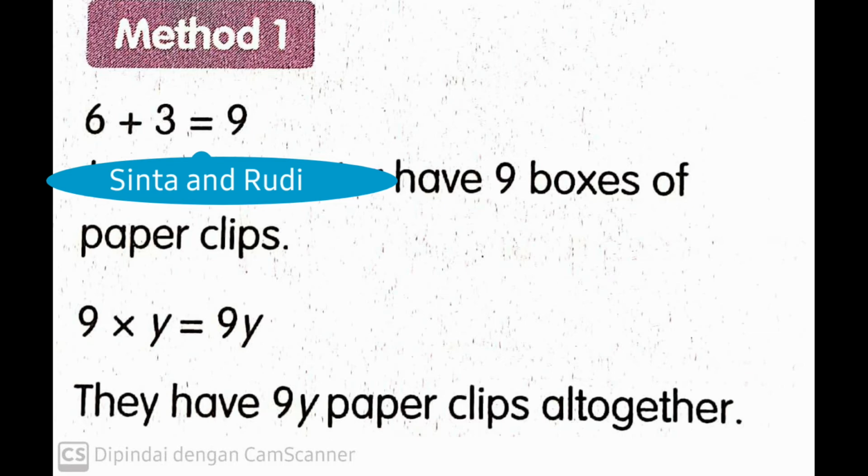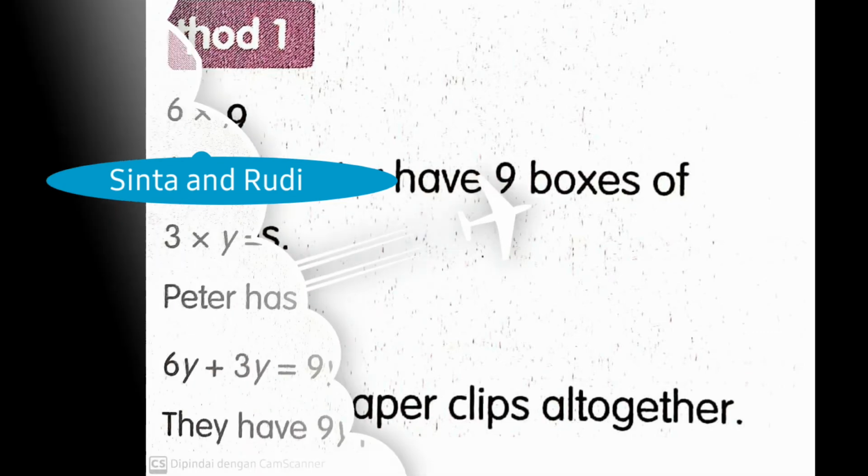Each box has Y paper clips, so you have to multiply 9 with Y. So the answer is 9Y. They have 9Y paper clips altogether. Okay, this is method 1. I want to show you method 2.